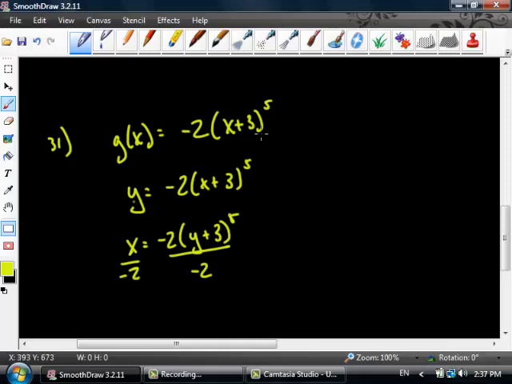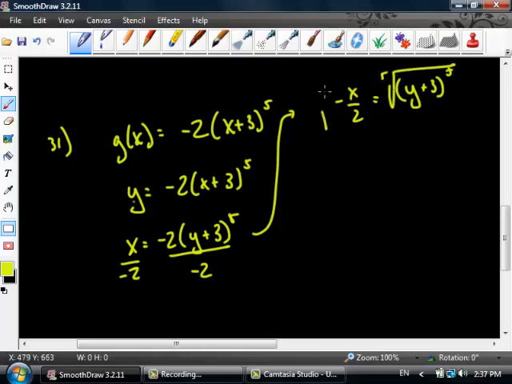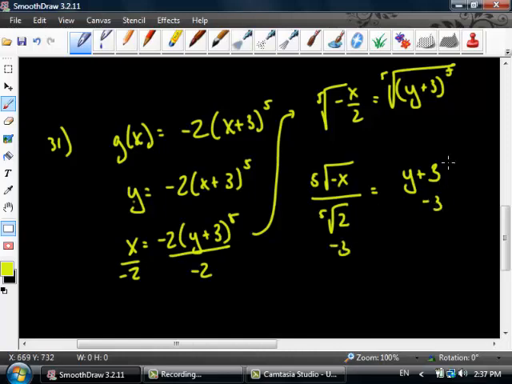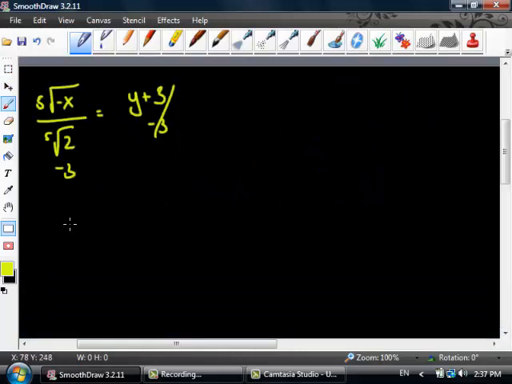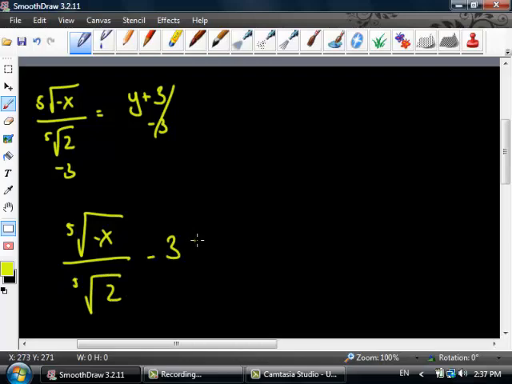So that's going to be negative x over 2 equals y plus 3 to the 5th. Now I'm going to take the 5th root of both sides. So what I get here is the 5th root of -x over the 5th root of 2 equals y plus 3. And I'm going to subtract 3 from both sides. And what I get, sorry, let me pause this for a second because I'm running out of space here. So I get 5th root of -x over 5th root of 2 minus 3 equals y.